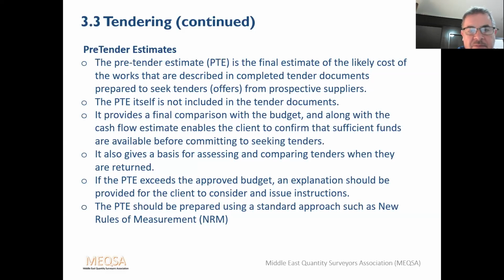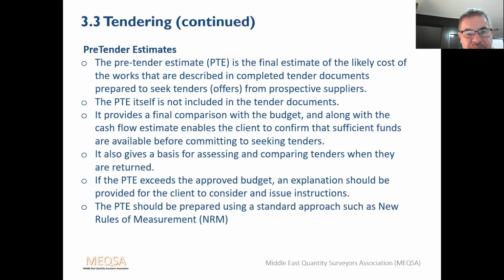It provides a final comparison of the budget, and along with the cash flow estimate, enables the client to confirm that he has sufficient funds available before committing to seek the tenders. It also gives the basis for assessing and comparing tenders when they're returned. If the pre-tender estimate exceeds the approved budget, an explanation should be provided for the client to consider and he can issue instructions.